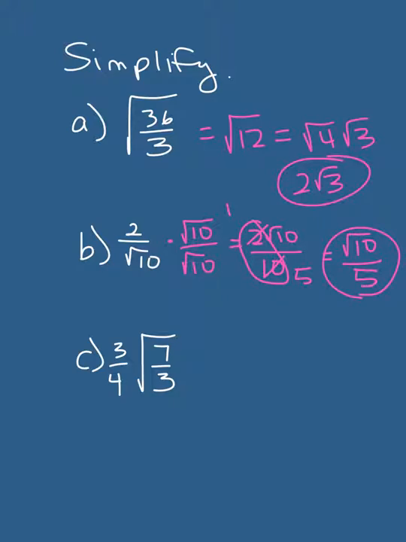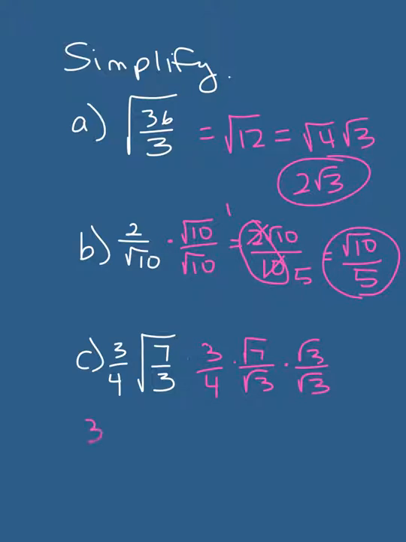In letter C, we have 3 over 4 times the square root of 7 over 3. So I have 3 over 4. Now I'm going to separate my radicals here. That gives me times the square root of 7 over the square root of 3. Again, I'm going to rationalize top and bottom by the square root of 3. Now I'm going to clean it up a little bit.